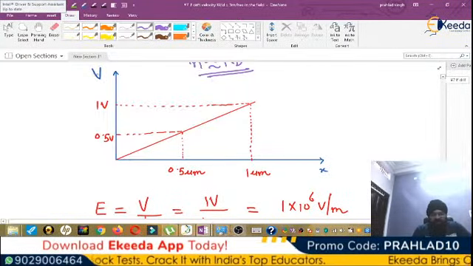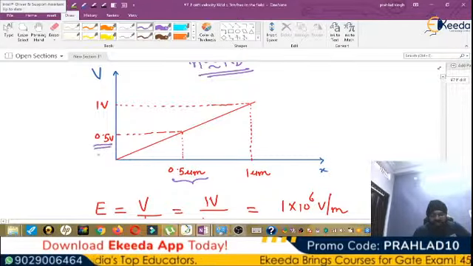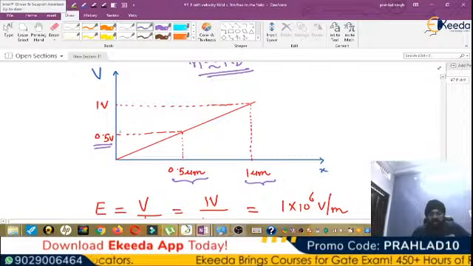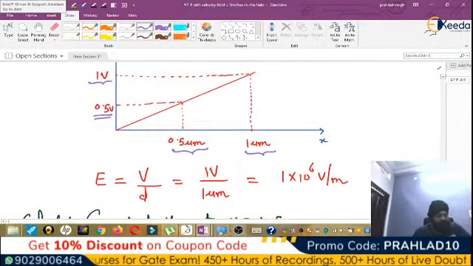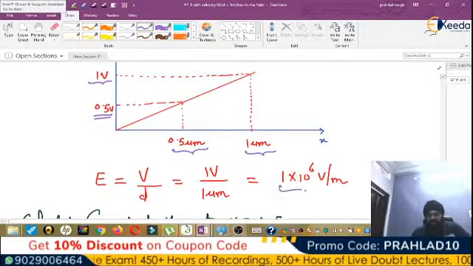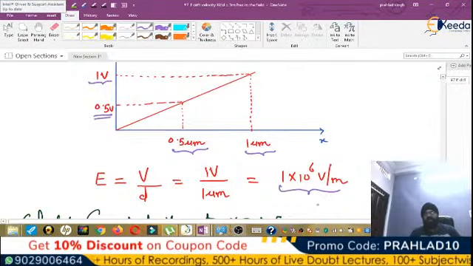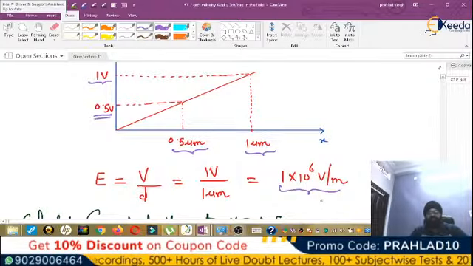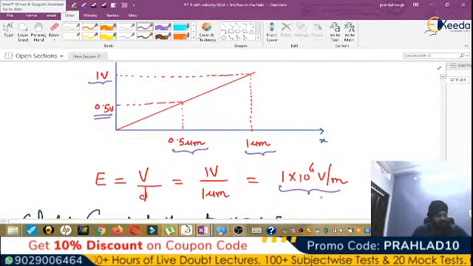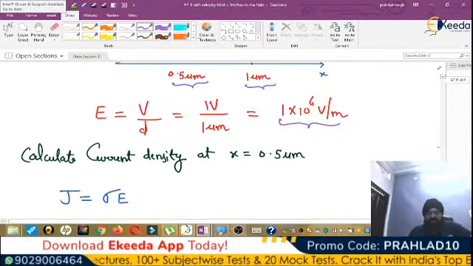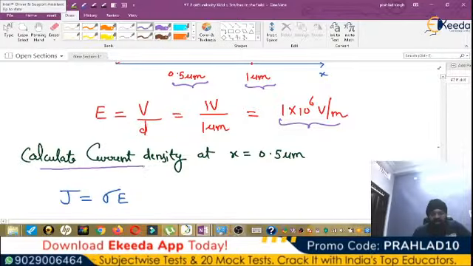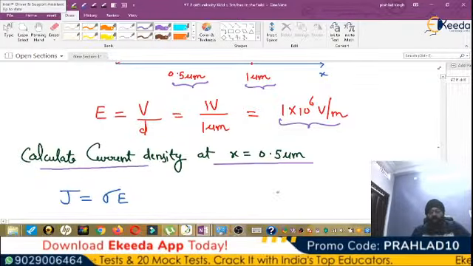This is a graph of voltage versus x, right? At 0.5 micrometer, the voltage will be 0.5 volt. At 1 micrometer, the voltage will be 1 volt. So the electric field is 1 volt per micrometer, right? And this is 1 into 10 to the power 6 volt per meter. Okay, so this is the electric field, right? Now the question is to calculate the current density at x equal to 0.5 micrometer.